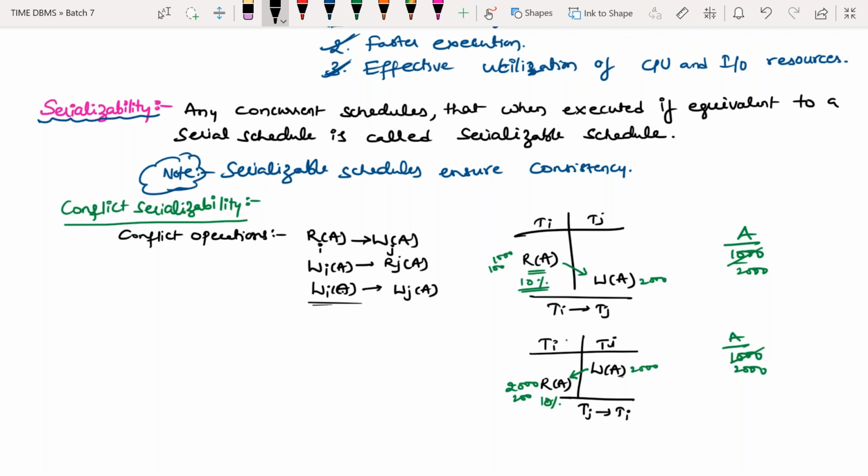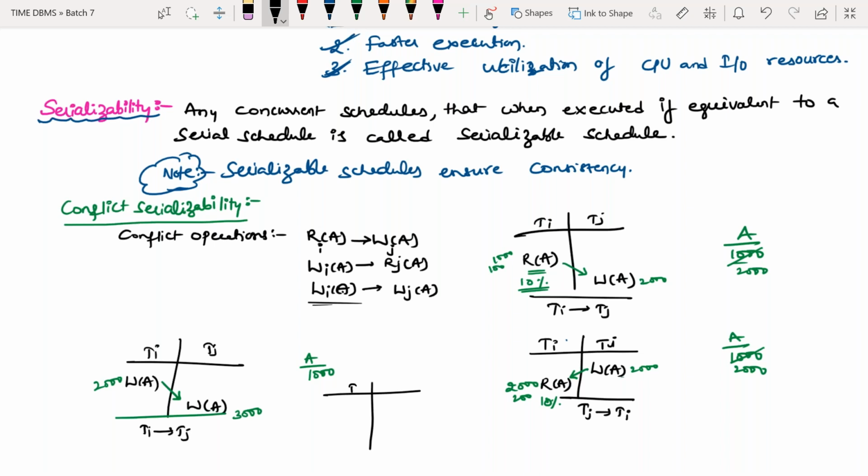If two transactions are performing write-write, let us say an example, Ti and Tj, write A and write A. Suppose the value of A is 1000, and Ti changes the value of A to 2000, Tj changes the value of A to 3000. Suppose it is executing in this order: Ti first, then Tj next. Or else in this order: first Tj, then Ti. This is also a possibility.